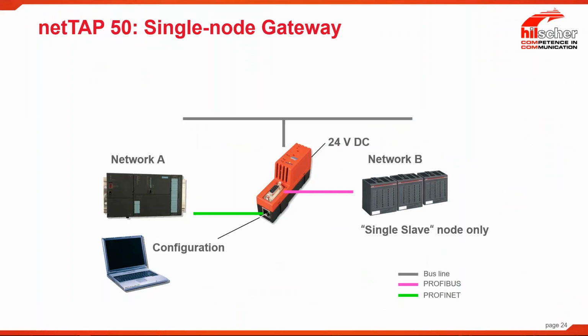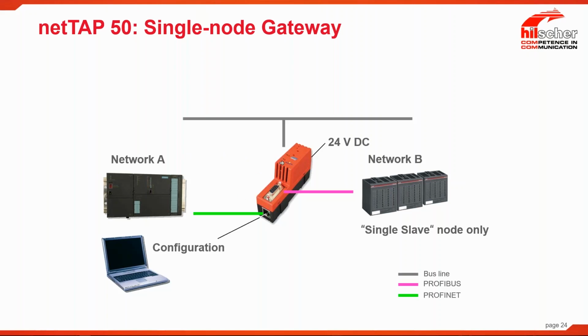Okay, so let's move on. The netTAP 50. We talked about the 100, 151, multi-nodes, fully featured. The netTAP 50 is our more economical single node gateway. We're talking about a third of the price of our multi-node device. And the idea here is that this is also still a DIN rail mounted device, but it's for a single node. And in this case, you also lose a little bit of the features.